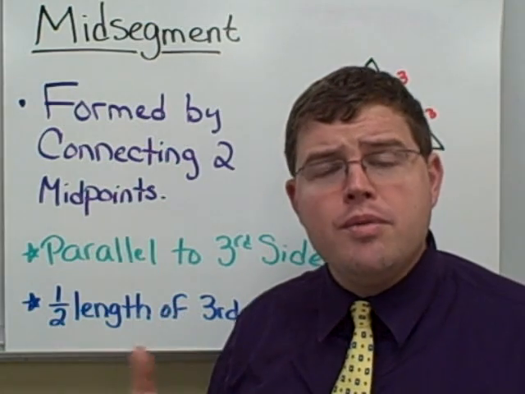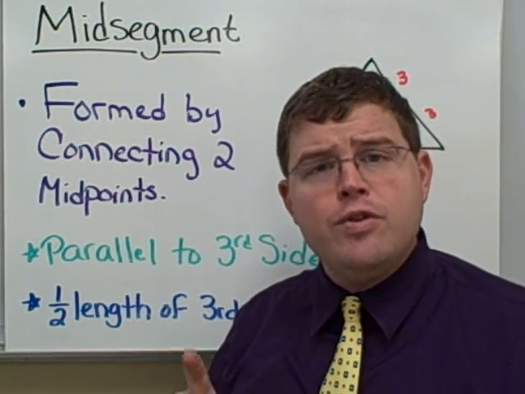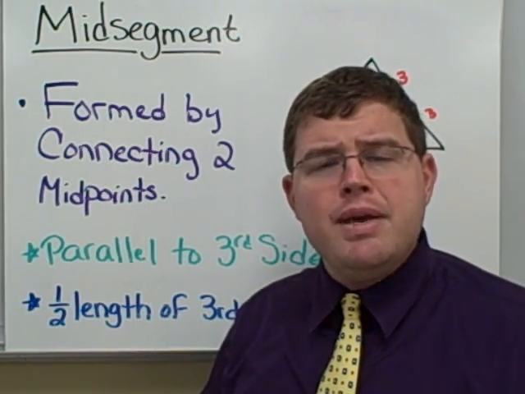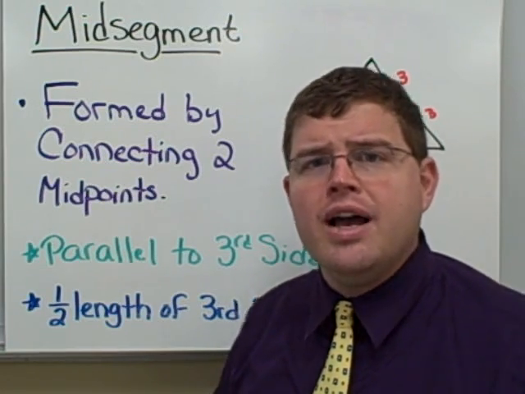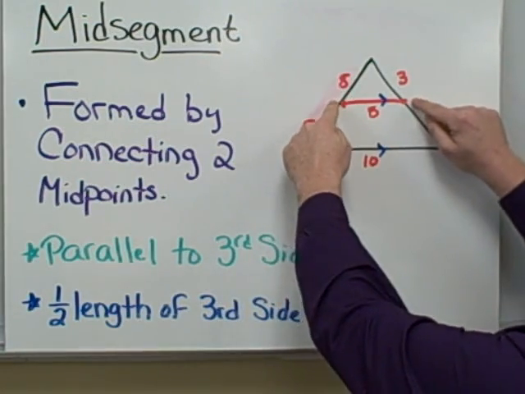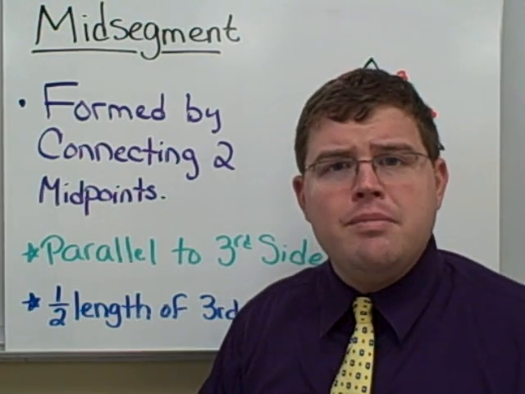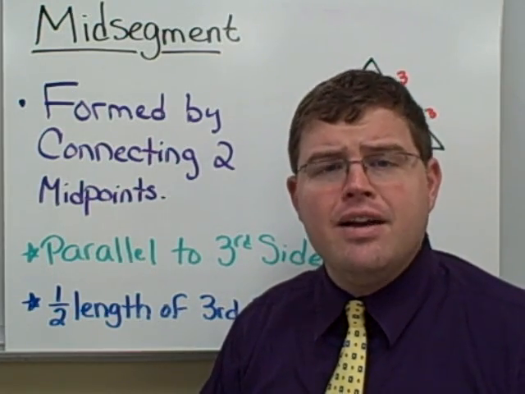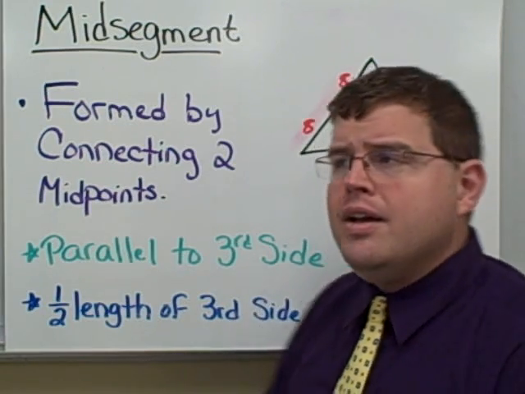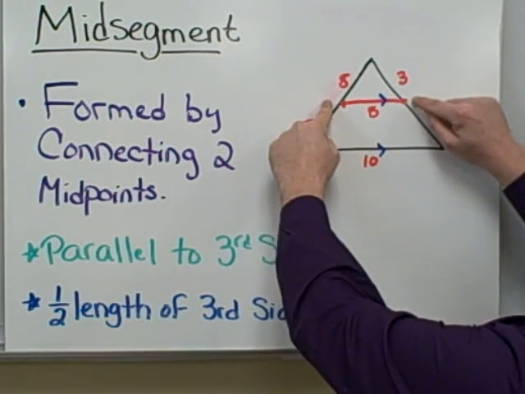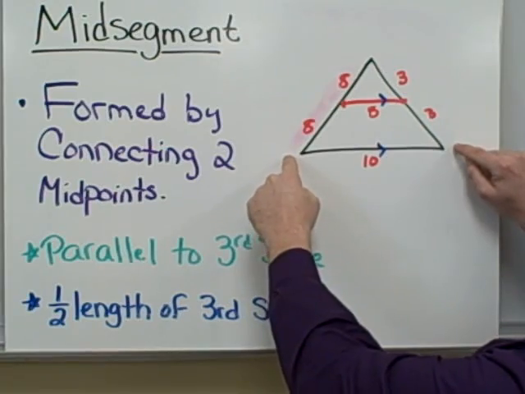A couple of important properties that you want to remember. First of all, the midsegment is parallel to the third side of the triangle, meaning this is parallel to this. It's also true that the midsegment is half the length of the third side of the triangle, and sure enough, this segment is 5, this segment is 10.